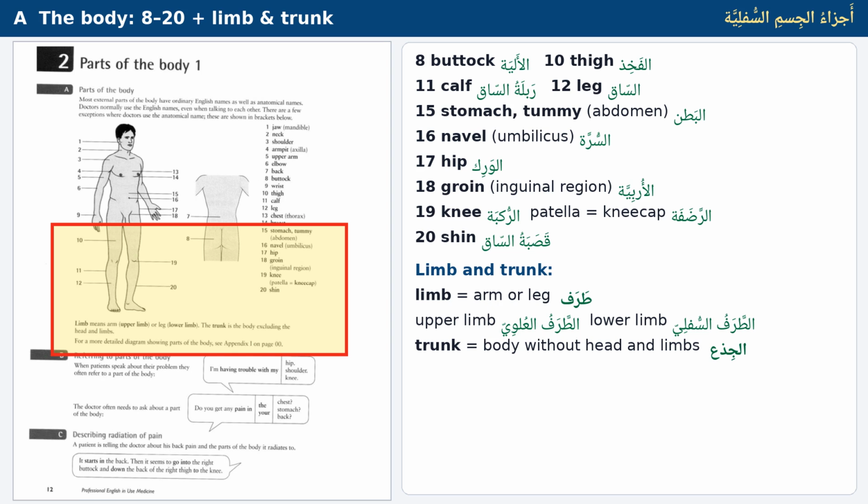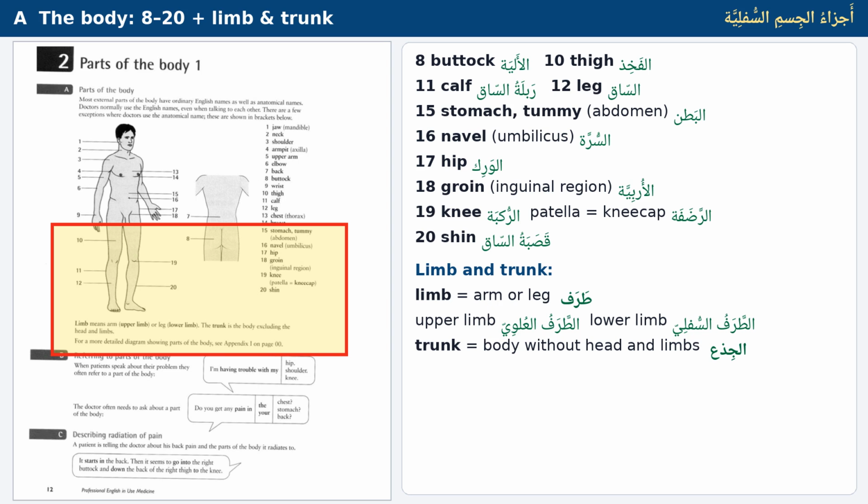Number 16, navel, السرة. The anatomical name is umbilicus. Number 17, hip, الورك. Number 18, groin, العربية. The anatomical name is the inguinal region. Number 19, knee, الركبة. And the bone in front of the knee, the patella, is called the kneecap, الرضفة. Number 20, shin, قصبة الساق.